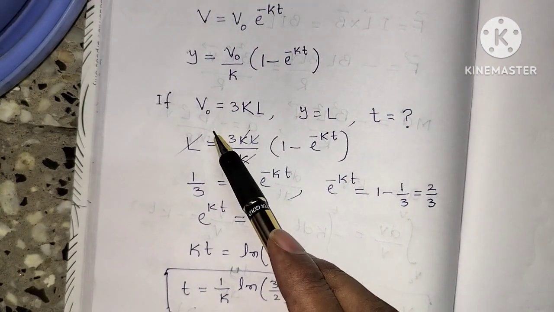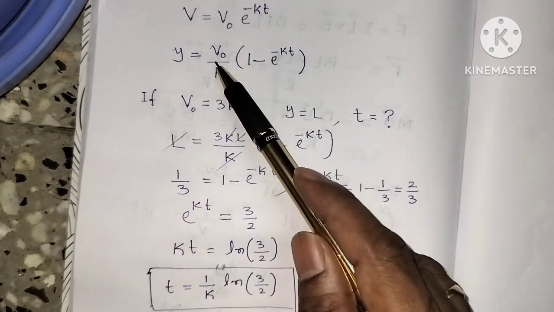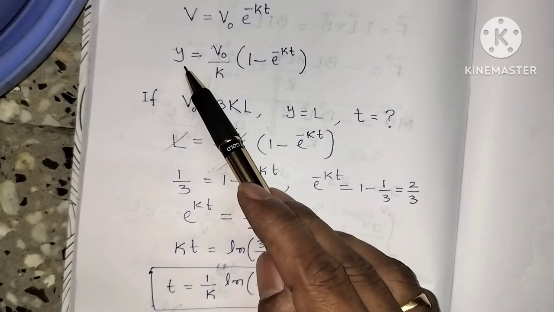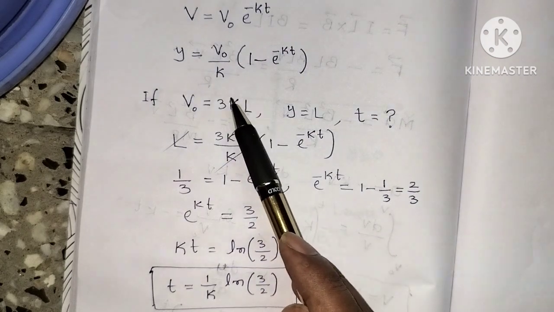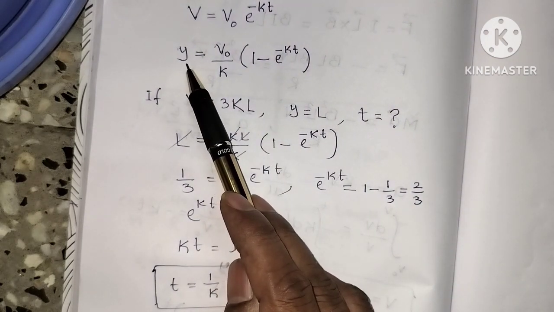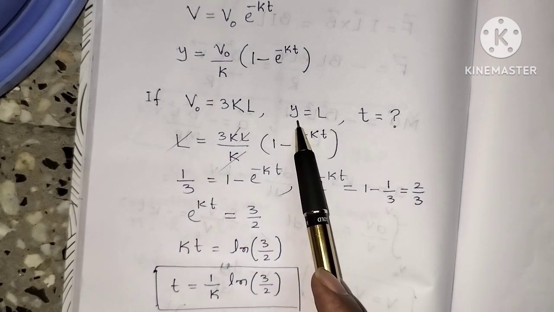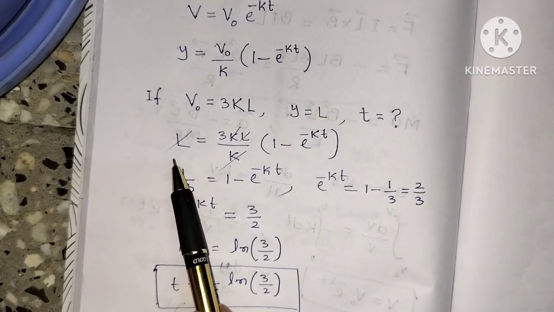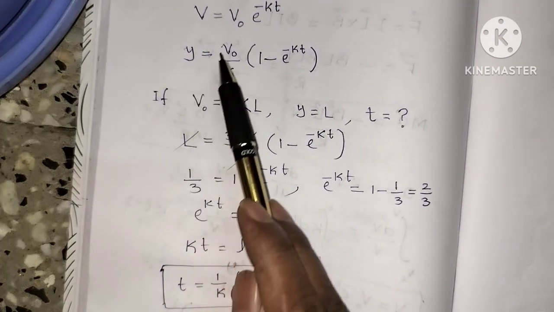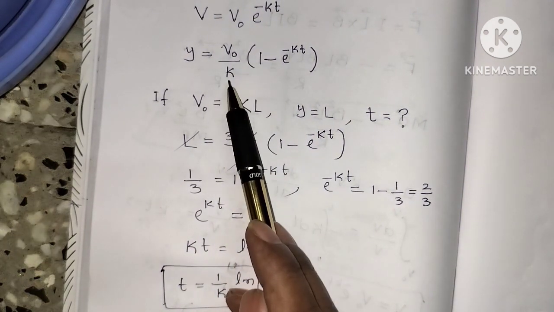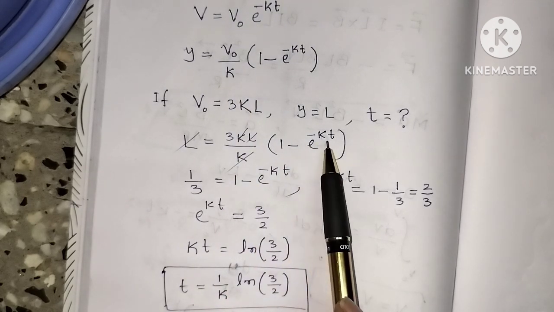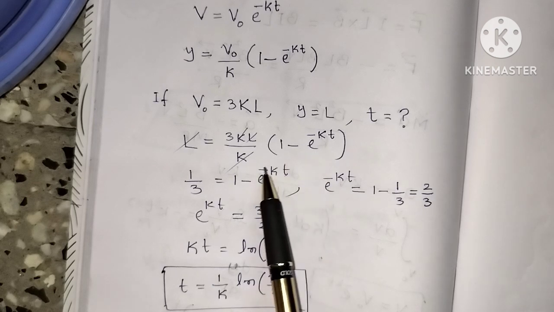So V0 equal to 3KL, you can substitute here, because this is the expression for displacement of the loop inside the magnetic field. Here V0 is given, that is 3KL. It has traveled y equal to L, completely inside, meaning y equal to L. Then time t we have to calculate. You substitute y as L, V0 as 3KL, divided by k, into 1 minus e power minus kt.